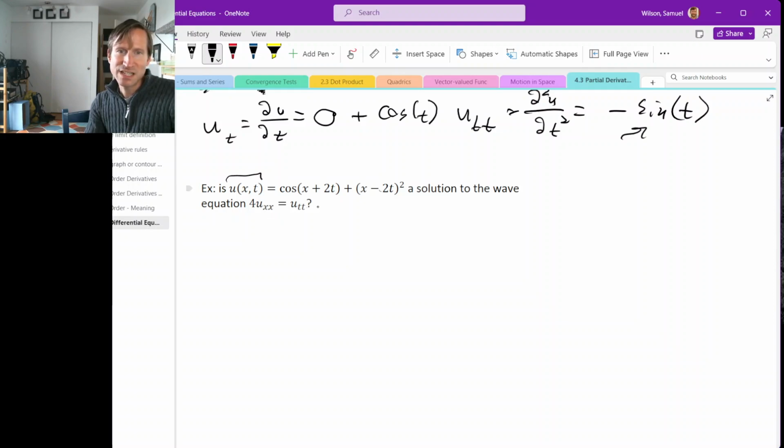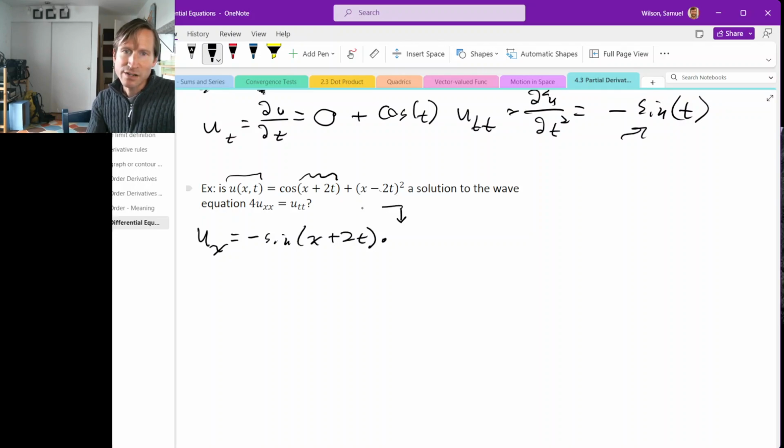So, cosine of x plus 2t, plus x minus 2t squared. Is that a solution to this differential equation? Well, let's start calculating derivatives. I'll write things just with subscript notation this time. So u sub x is minus sine of x plus 2t, times, now we should be careful with our chain rule, because we need to multiply by the derivative of the stuff inside. We are differentiating with respect to x, so the derivative of x plus 2t with respect to x is 1.